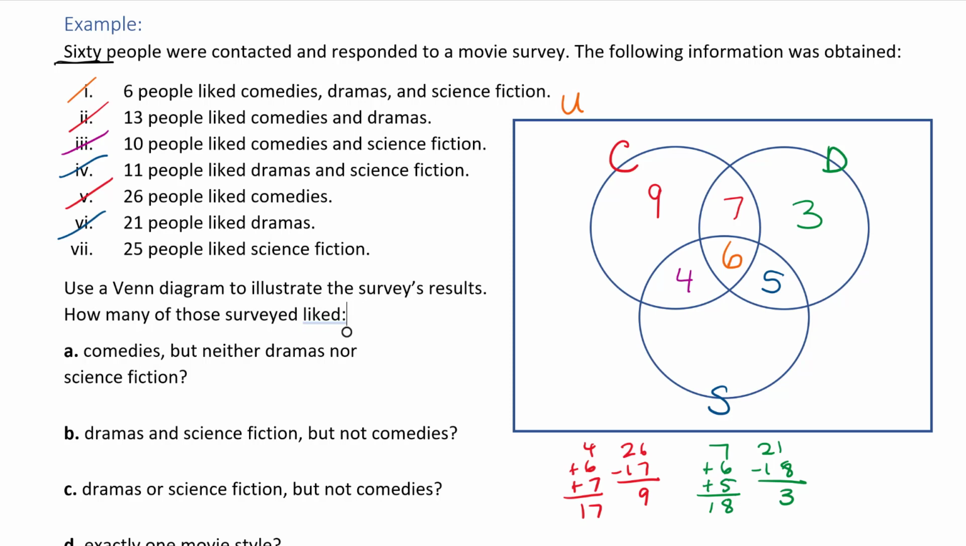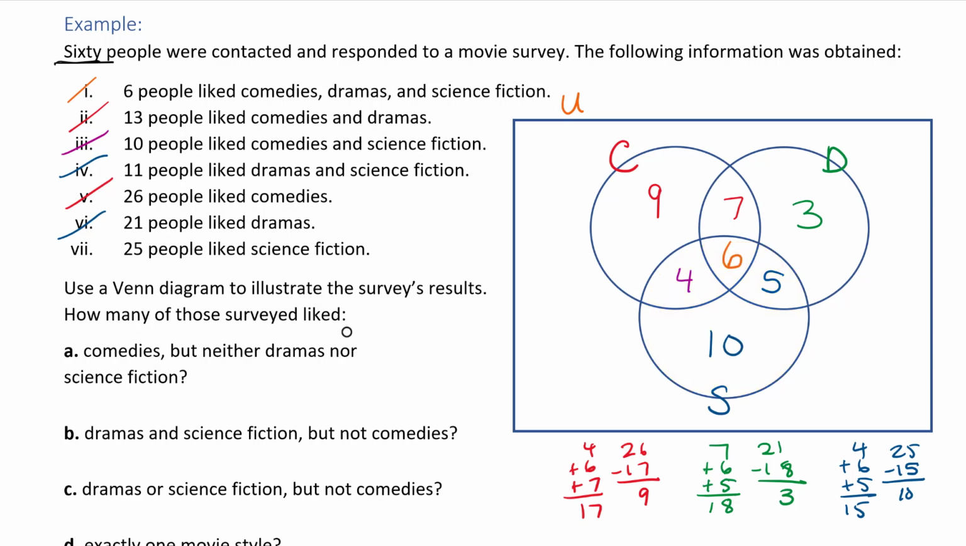Now it says 25 people like science fiction. So in this science fiction area, all of these numbers need to add up to 25. So I have 4 plus 6, that's 10, plus another 5, that's 15 total. And I need 25 in that circle. So I'm going to take 25 minus 15 and get 10.